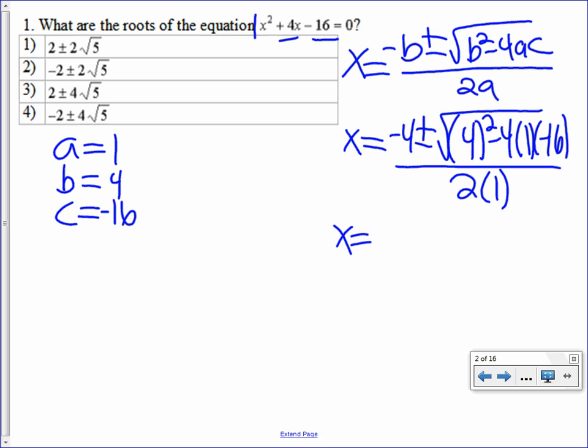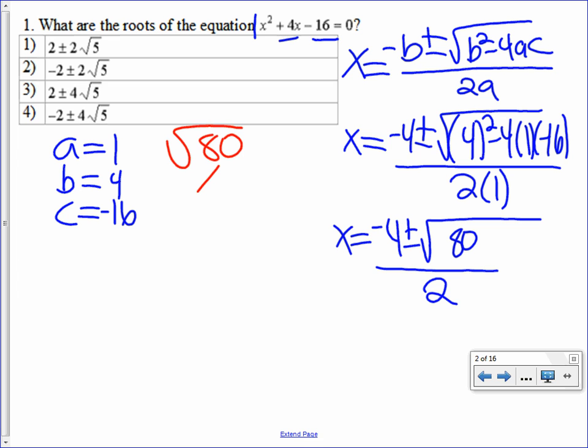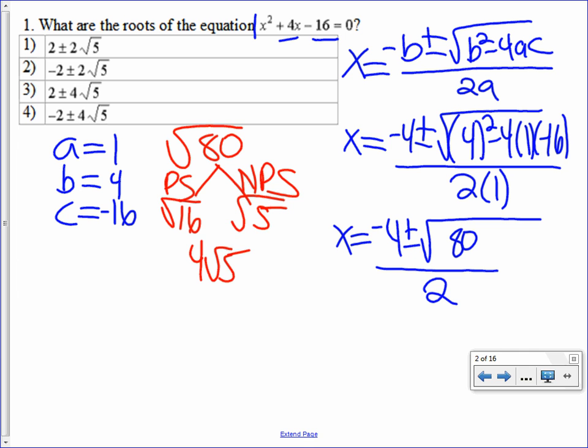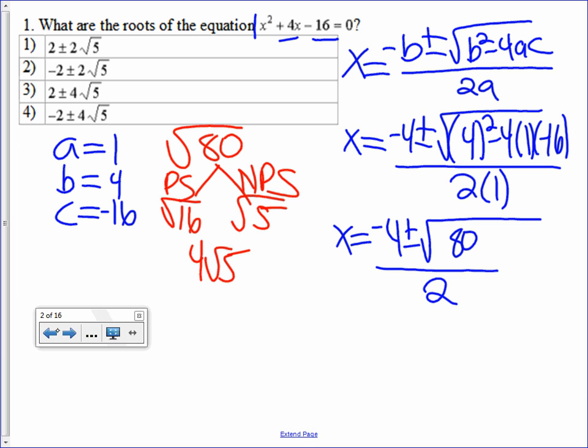Next, I want you to do what's inside the radical. You can use a calculator if you want to. I suggest that you do. You get 80. The next step a lot of students forget to do. You have to reduce the radical. So you break your radical into your perfect squares and your non-perfect squares. It's helpful to write them out. You end up with 4 radical 5. So when I rewrite now, I replace the 80 with 4 radical 5.